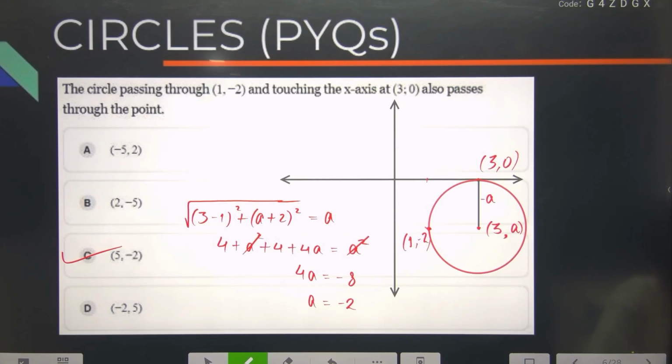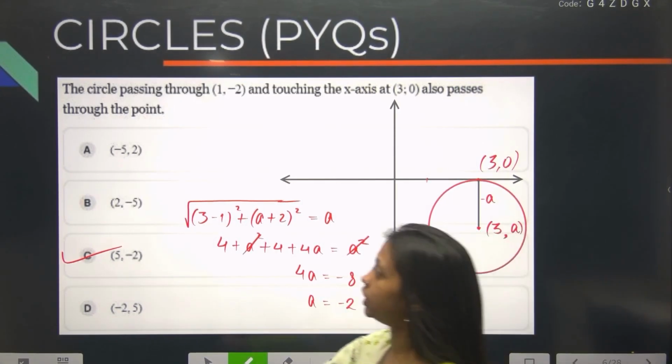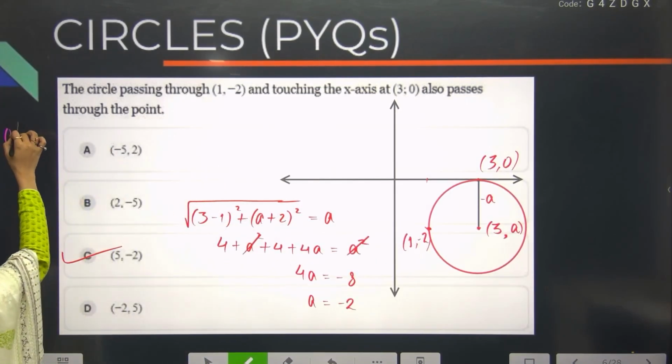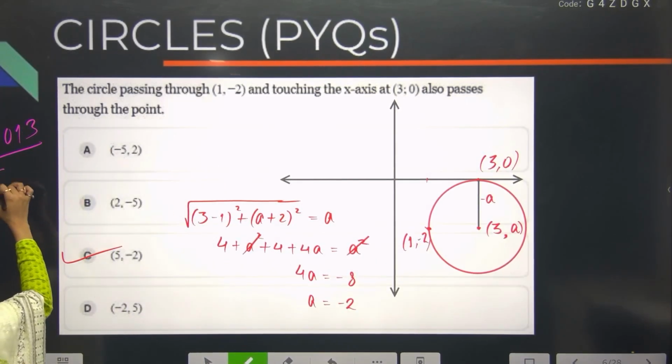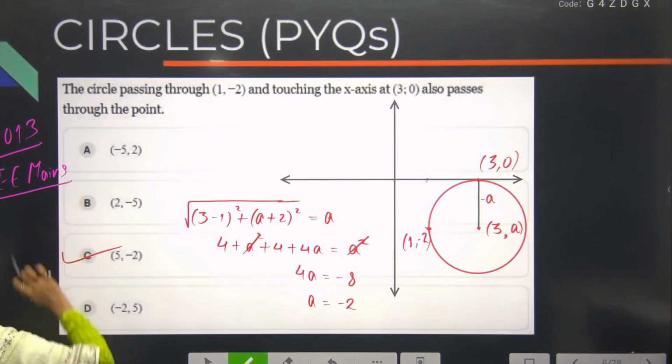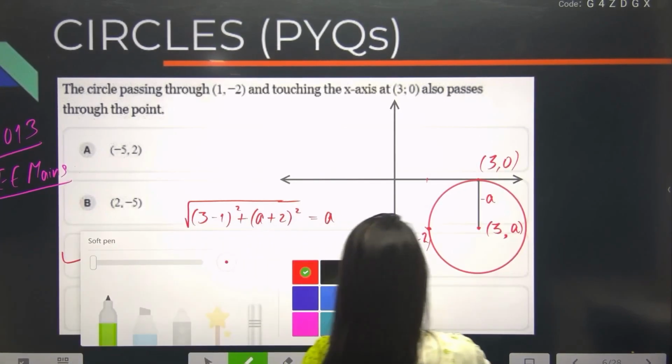And this very question was in 2013, 2013 JEE Mains. Okay, next.